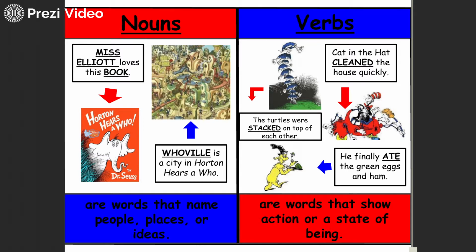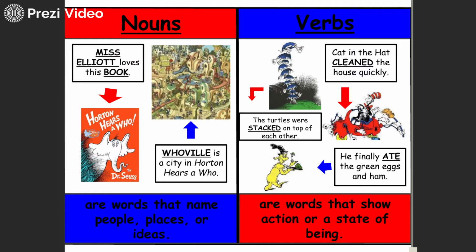In this case, Horton hears a who. If I said Horton hears a who, that would be a pronoun because it's a specific noun. Nouns are the subjects or objects within a sentence, and we'll talk about that more another time. But it is very important that you know and can identify nouns in sentences.